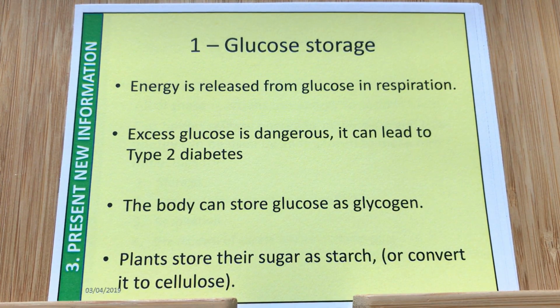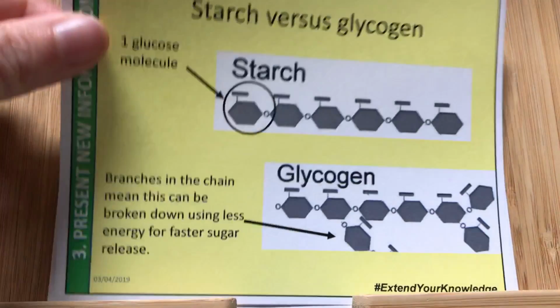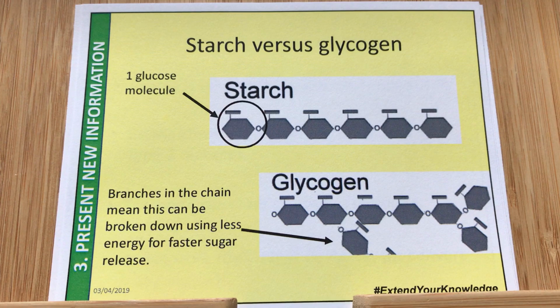The body can store some of that glucose as glycogen. So we talked about plants being able to store their excess glucose as starch, and we store our excess glucose as glycogen.